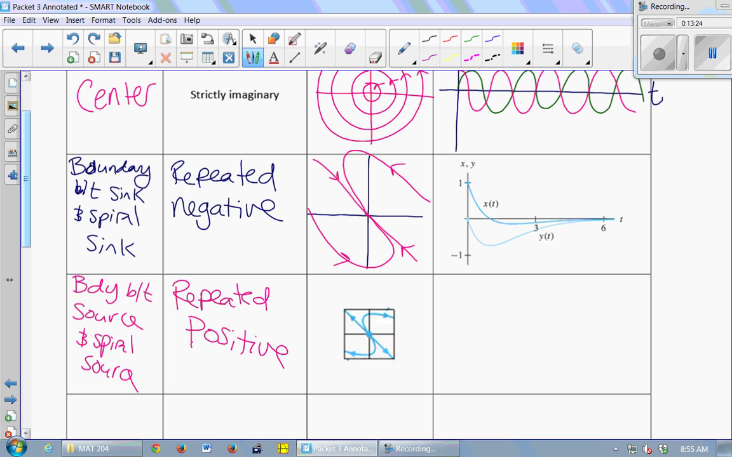So my solutions are going to look sort of the opposite of this. A source would start at 0 and just go up, but a spiral source is going to start at 0 and maybe do something like that. Yeah, I think that's actually it. Because it can't cross the equilibrium, so it's got to be something like that.